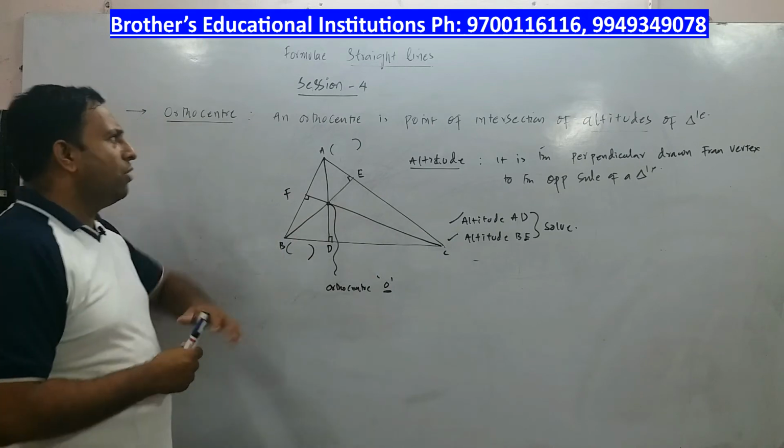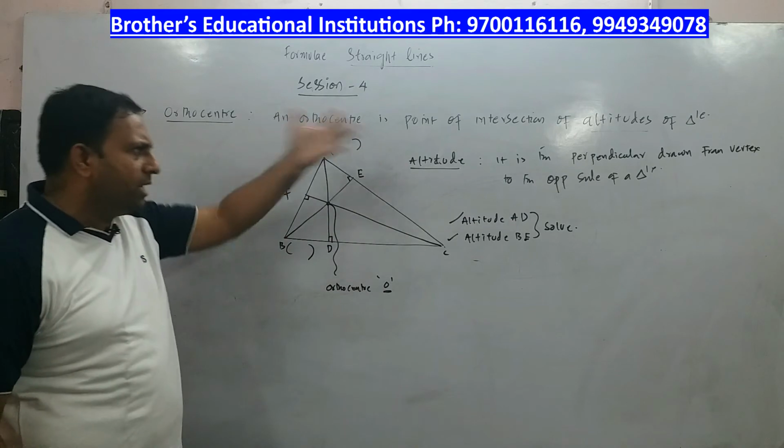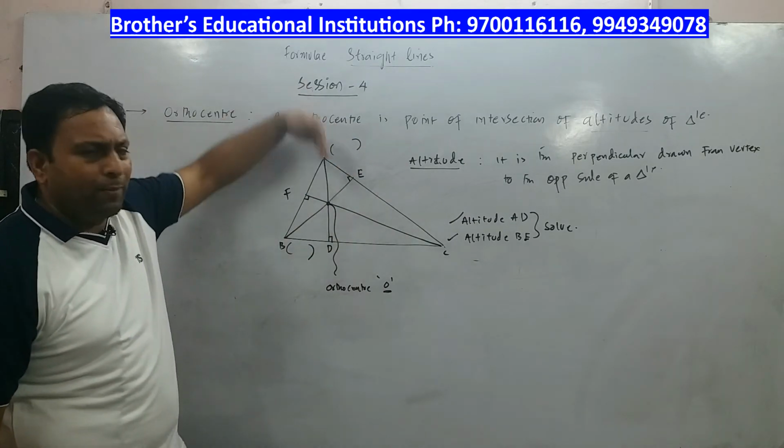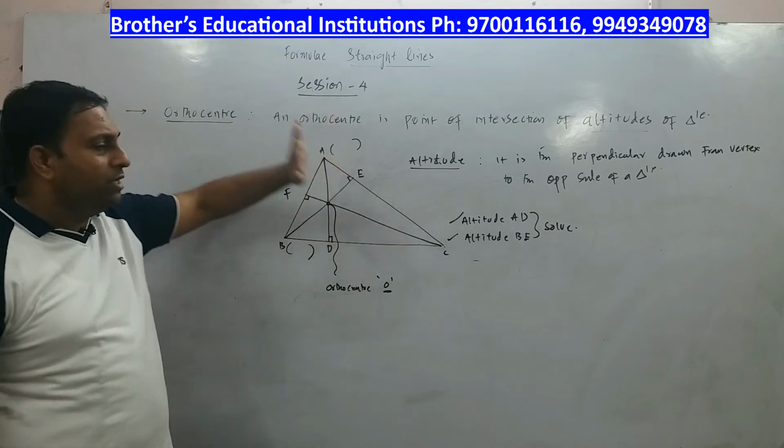So you have to understand what the orthocenter is. The orthocenter is the point of intersection of the altitudes of a triangle. What is an altitude? An altitude is a line drawn, a perpendicular drawn, from a vertex of the triangle to the opposite side. Am I clear to you? That's how you are going to find it.